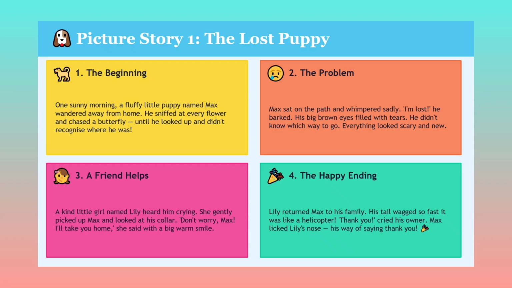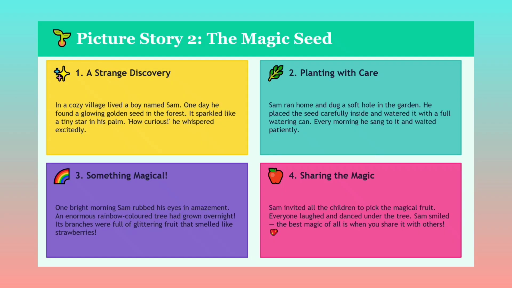Now the story is looking interesting. Yes, we will move on to the next story. That is The Magic Seed. We have to use the four steps here. The first step is a strange discovery.